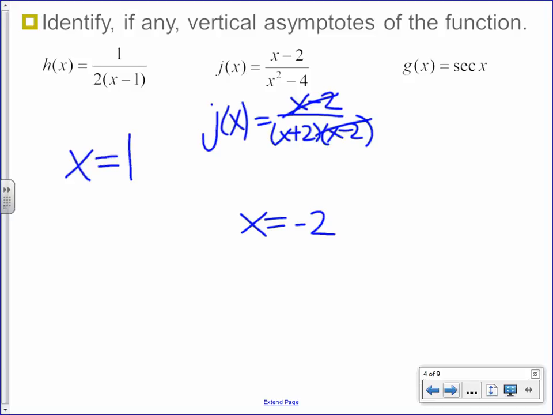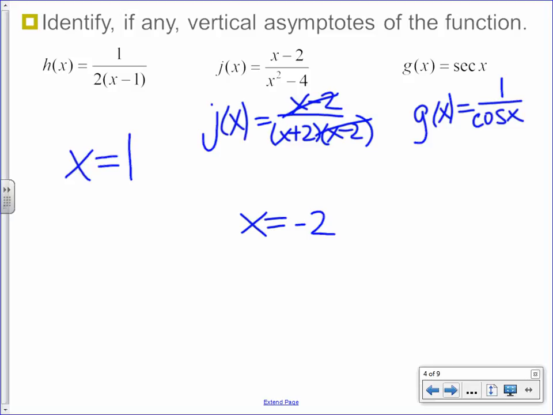Okay, so first of all, does secant of x have vertical asymptotes? Yes. Let's rewrite this as 1 over the cosine of x. Does the secant have asymptotes? Yes, every time cosine is 0.